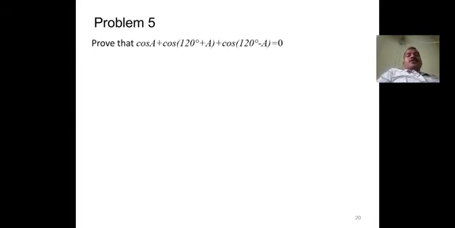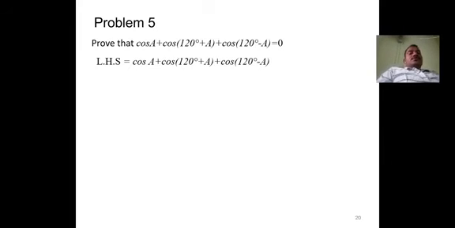Next, cos a plus cos 120 plus a plus cos 120 minus a. This is one of the important problems because it is repeated so many times. Now LHS part, cos a plus cos 120 plus a plus cos 120 minus a. Here you can apply the formula for cos of a plus b and cos of a minus b. Cos of a plus b is cos a cos b minus sin a sin b. Cos of a minus b is cos a cos b plus sin a sin b.